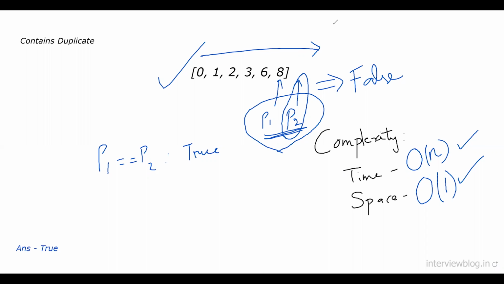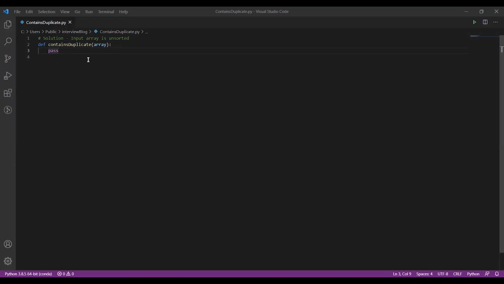Let us now see the coding implementation of this problem. All right, so we got our contains duplicate function defined, which takes in an array. Please note that we are going to cover the solution where the input array is in unsorted fashion.